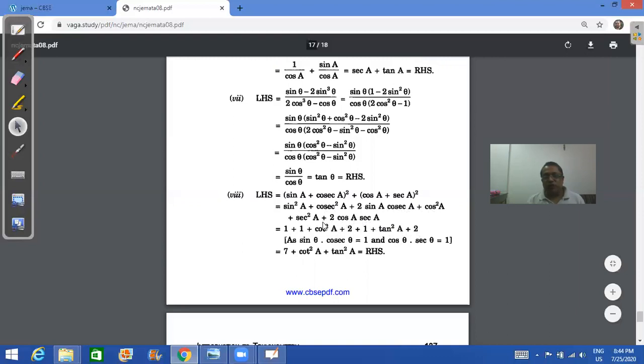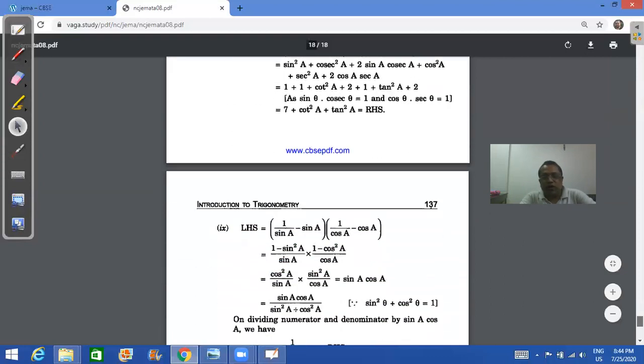Now why are we doing all this? Because we want the RHS in terms of tan and cot. So that is why cosec square we are replacing with 1 plus cot square, and same way sec square A we are replacing with 1 plus tan square A. Now if you count all this, you get 1, 2, 2 plus 2, 4, 4 plus 1, 5, 5 plus 2, 7. So the final answer we get is 7 plus cot square A plus tan square A, which is what we have to prove, right?